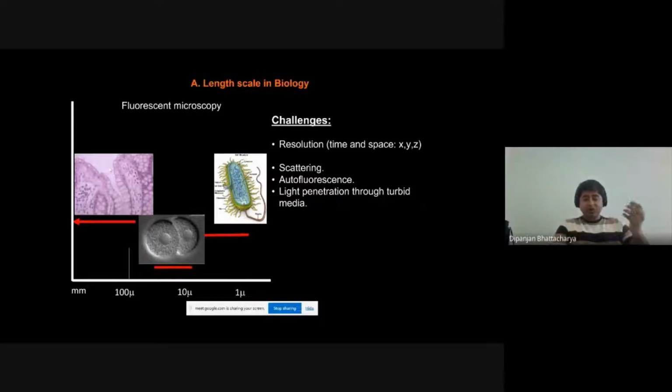And the second thing is autofluorescence. Any biological molecule, even if you do proper fluorescent marking, once it is in a thick biological tissue, it gives a lot of background, very high because of the autofluorescence, which makes it more challenging for you to visualize it, because autofluorescence dominates your fluorescent signal.